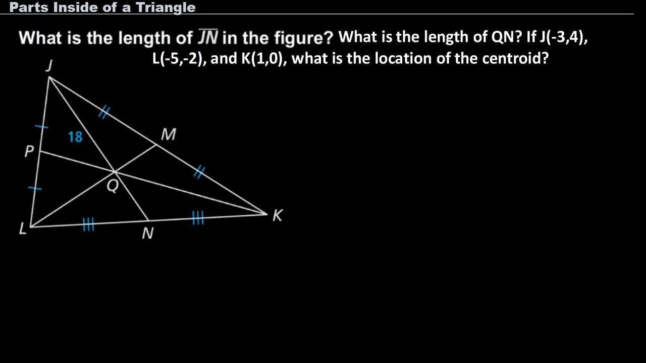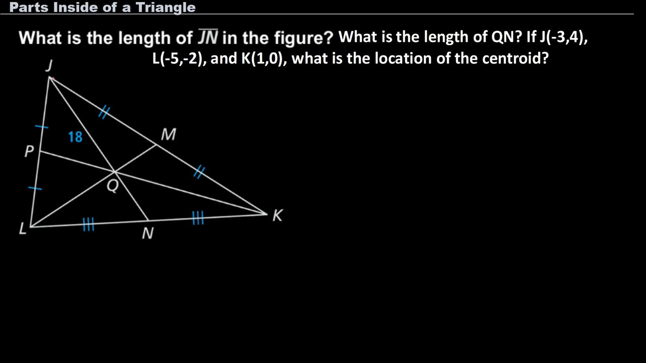So for our first question, we want to know what is the length of JN, this here, what's that whole length? And then we want to know what is the length of QN. And then it says if J, L, and K are at those coordinates, where is the centroid? So let's start with the lengths.